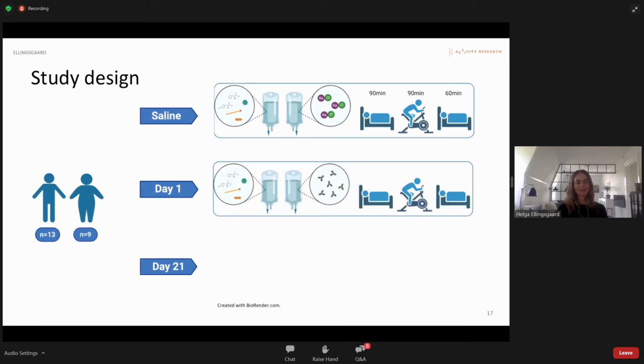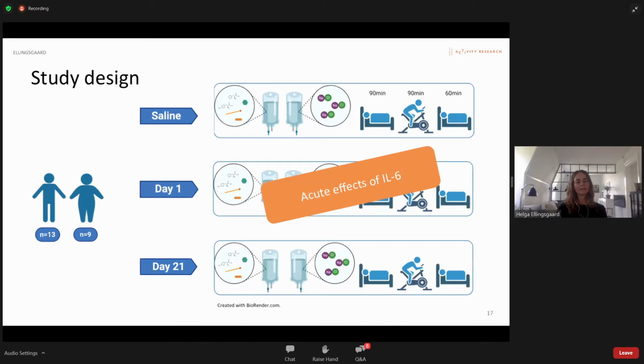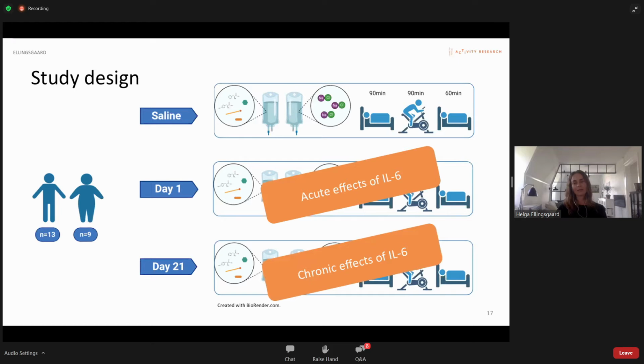On the second day, which we call day 1, participants were infused with the IL-6 receptor antibody tocilizumab at the beginning of the study day. So on this day, we are evaluating the acute effects of blocking IL-6. And then on the third study day, which took place 21 days after the infusion of the IL-6 receptor antibody, the participants were still under the influence of the antibody, and we therefore here evaluate the more long-term effects of IL-6 blockade.